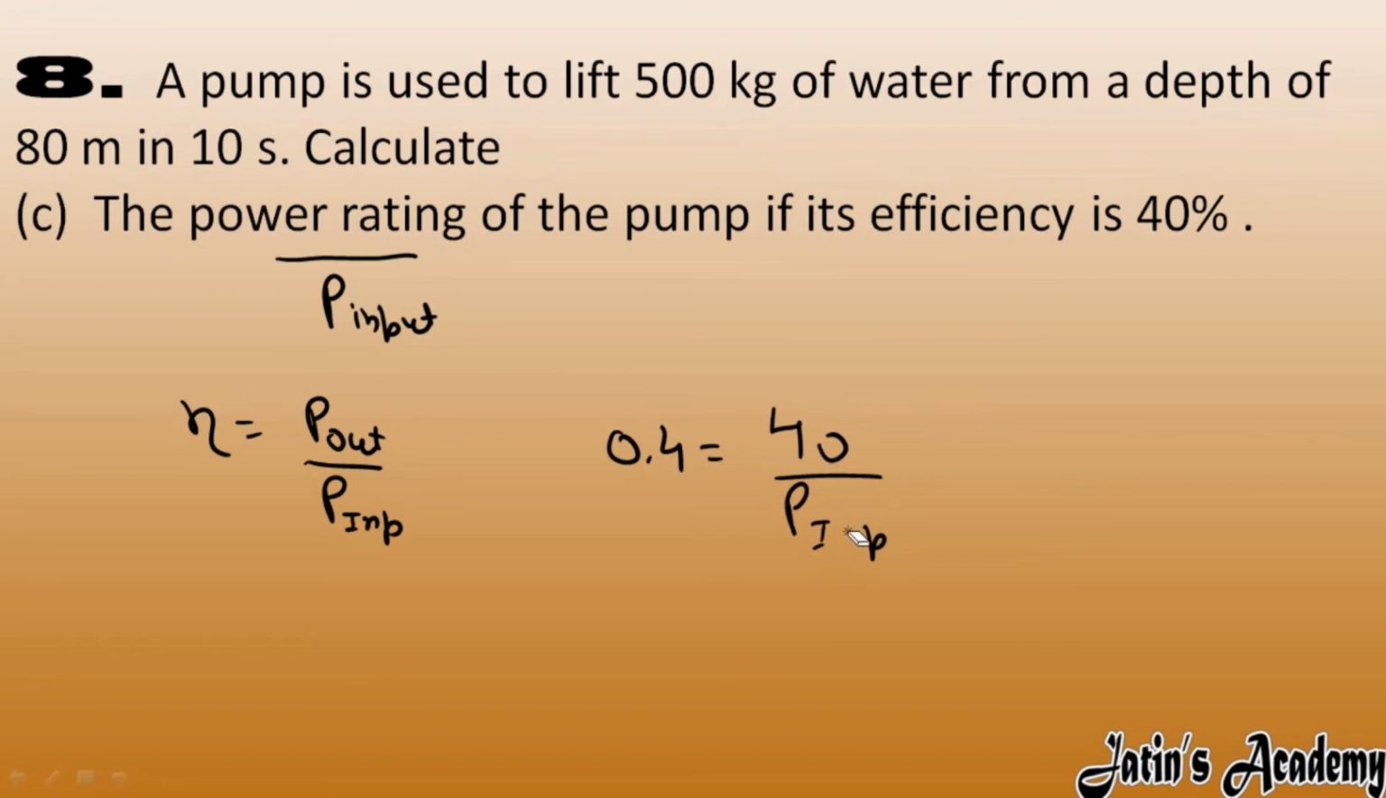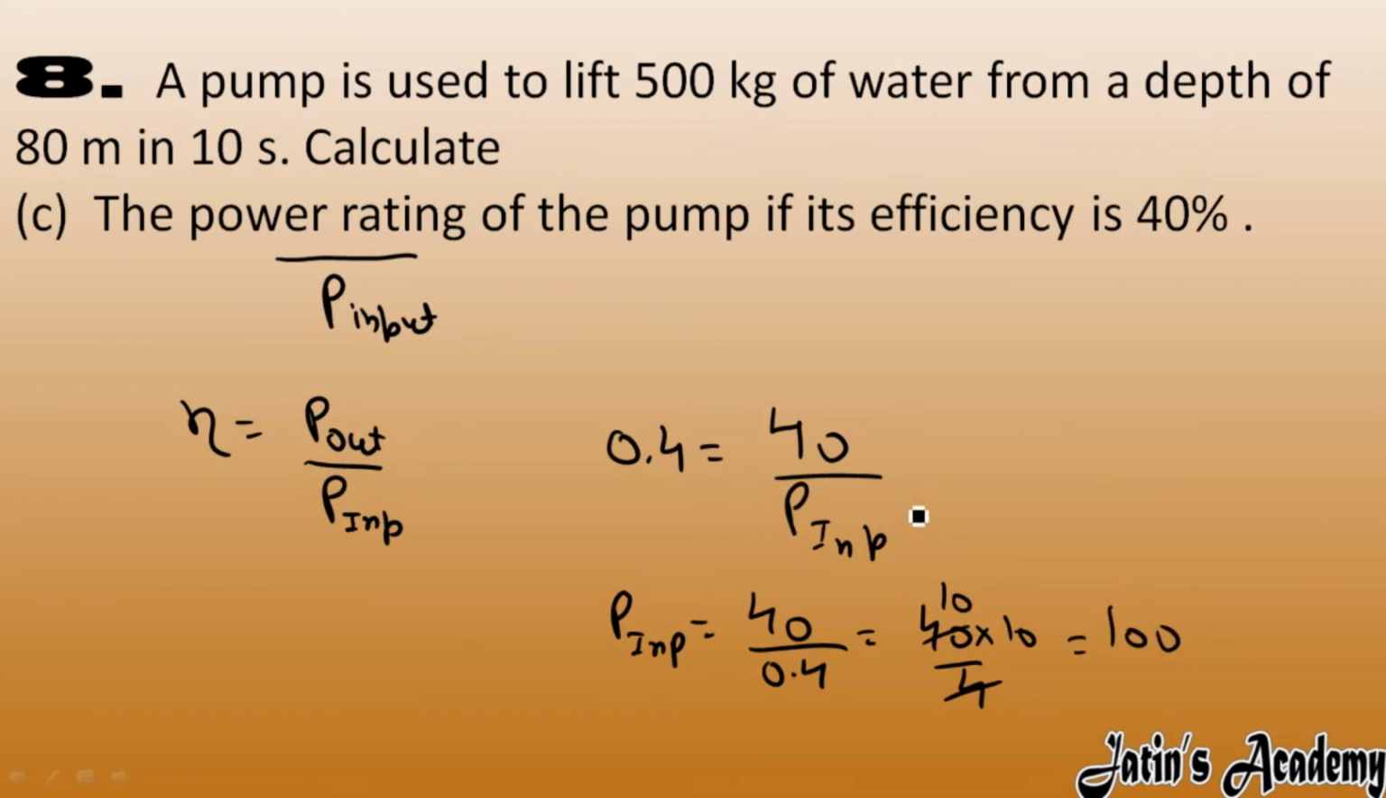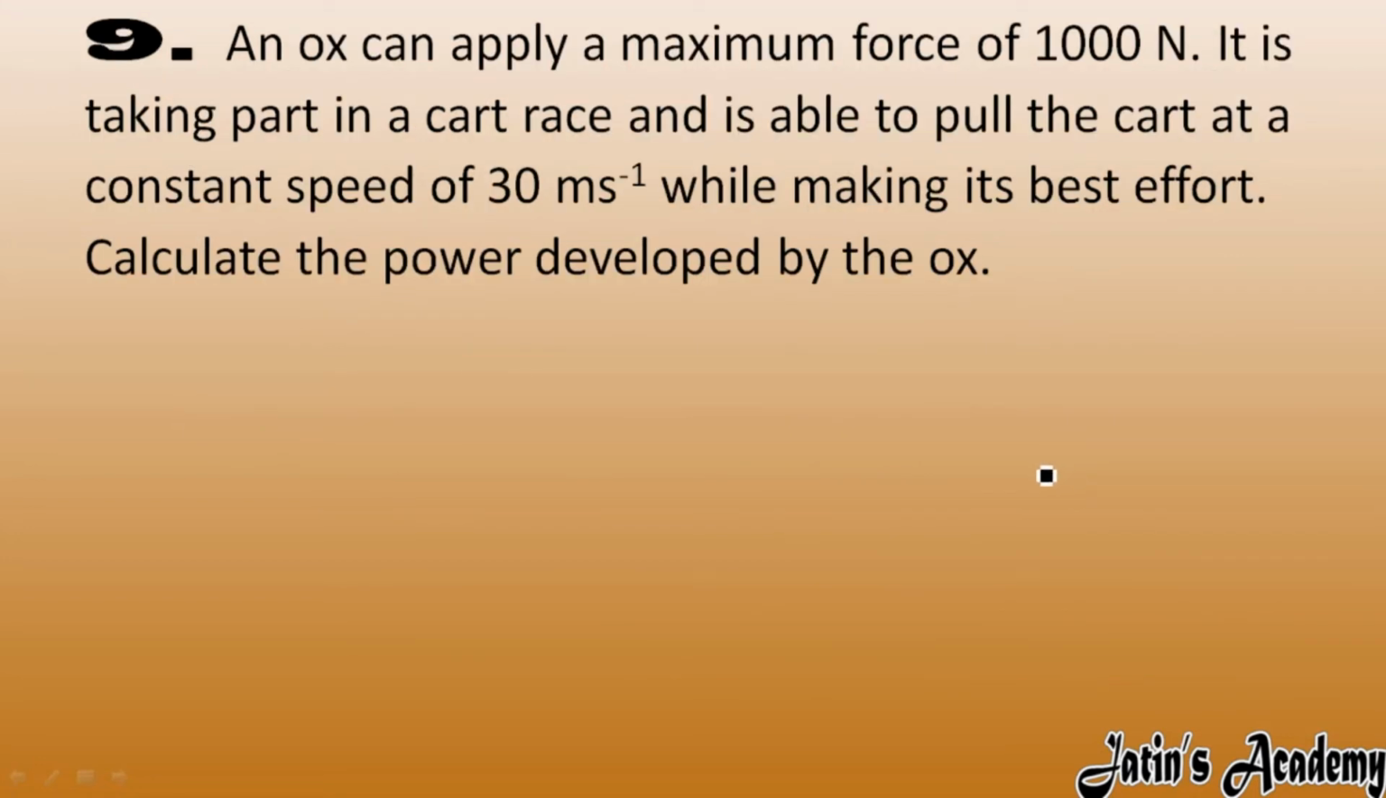Okay. Now what we will do, just divide this power input as 40 by 0.4, which is 40 into 10 by 4. So it becomes 100. In the question we have this in kilowatt. So here we got answer in kilowatt. So power input or power rating we got it as 100 kilowatt. Clear? Next question we have, an ox can apply a maximum force of 1000 Newton.